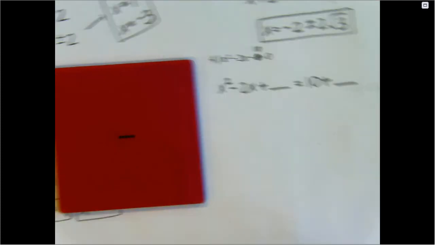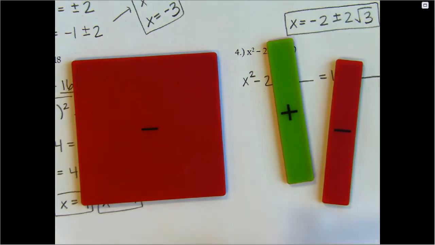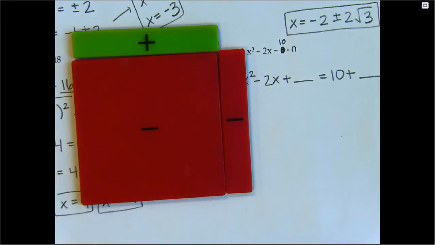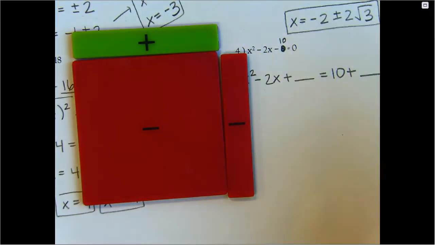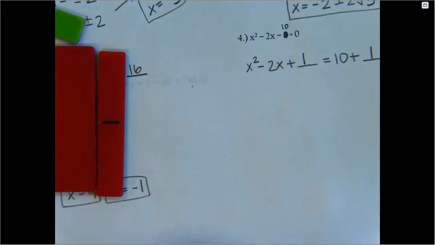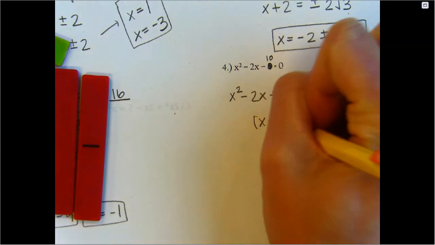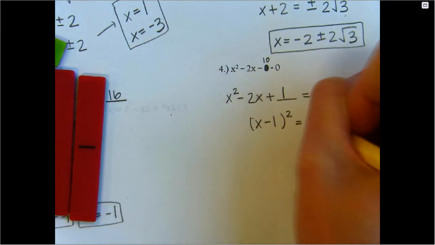All right, so if I've again got x squared, and then I've got my two x's. So to complete my square, I'll split that middle term in half. The area of the square that I would need to add, 1 times 1 is 1. Okay. And so then this will factor to x minus 1 squared equals 11.